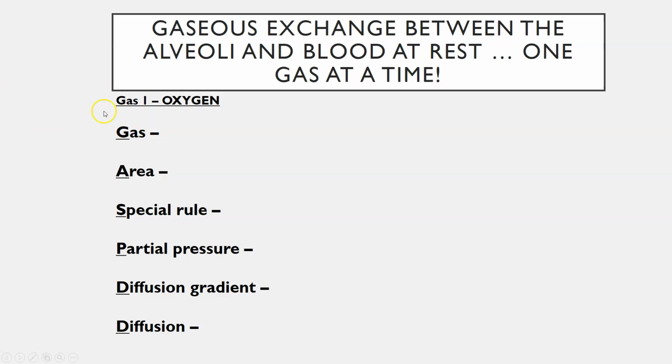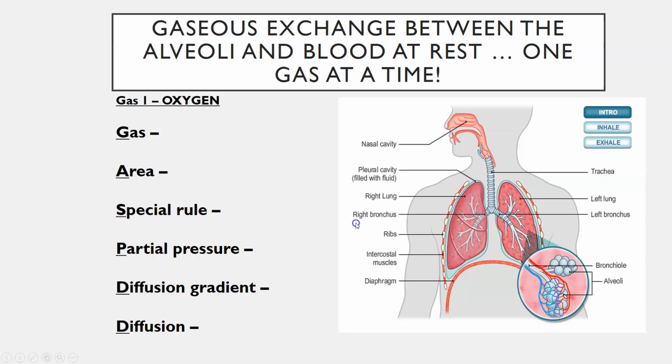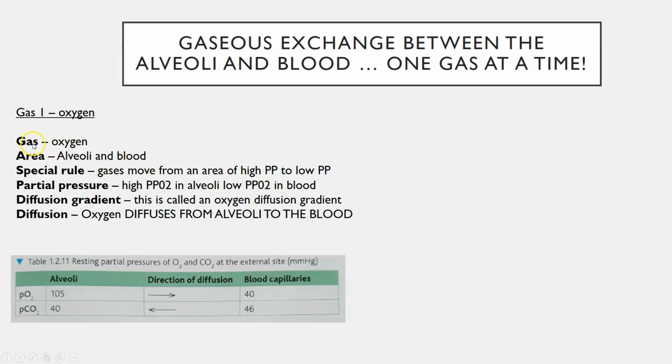So this is how we're going to set up our notes: gas, oxygen, area, special rule, partial pressure, diffusion gradient, and diffusion. So what we need to have down is the following. Gas, we're talking about oxygen. Area, it's the alveoli and the blood. The special rule of diffusion is gases move from an area of high partial pressure to an area of low partial pressure. So we need to talk about the partial pressure now.